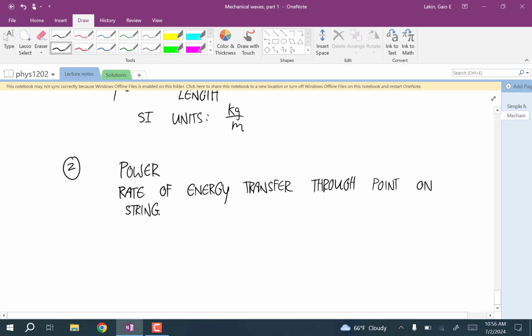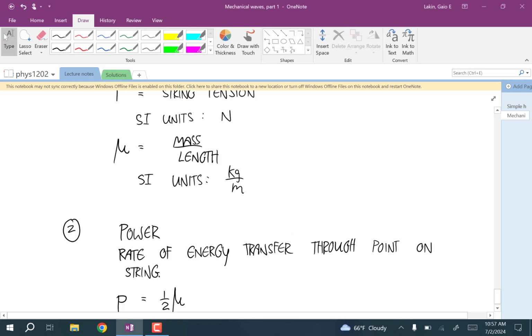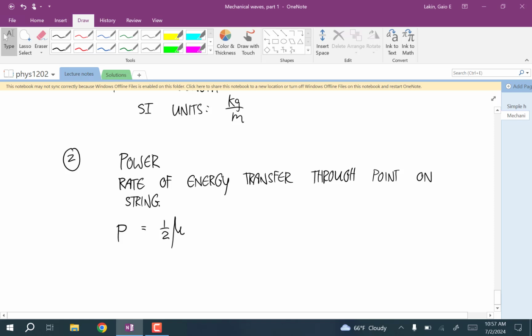So this calculation is the power. The power is equal to 1/2 times mu, that's the mass per unit length, times omega squared. We've used omega for angular velocity in rigid body problems. This is a new thing, and I'll tell you what that means in a second. And that's squared times the amplitude squared times the wave speed.